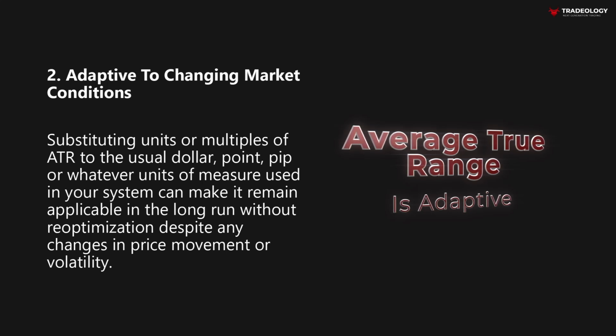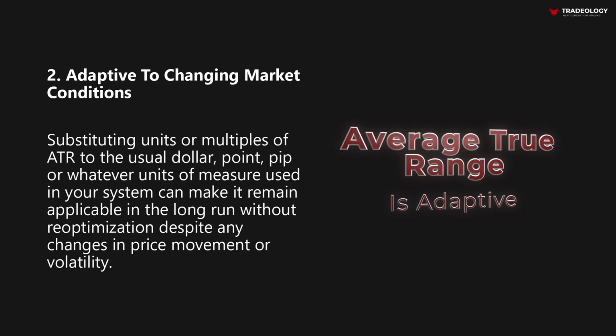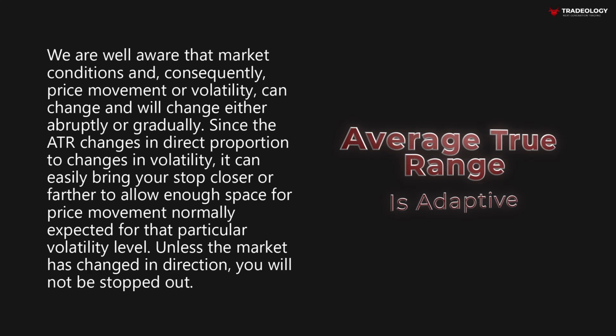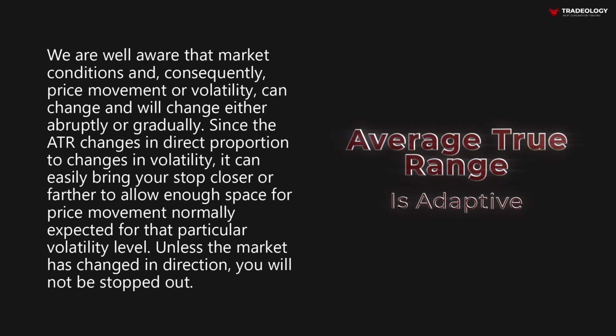Substituting units or multiples of ATR for the usual dollar, point, pip, or whatever units of measure are used in our system can make it remain applicable in the long run without re-optimization, despite any change in price movement or volatility. We are well aware that market conditions, and consequently price movement or volatility, can change and will change either abruptly or gradually. Since the ATR changes in direct proportion to changes in volatility, it can easily bring your stop closer or farther to allow enough space for price movement normally expected for that particular volatility level. Unless the market has changed in direction, you will not be stopped out.